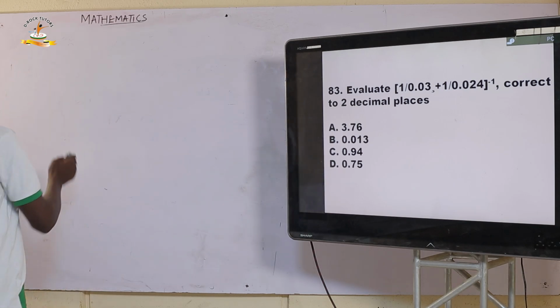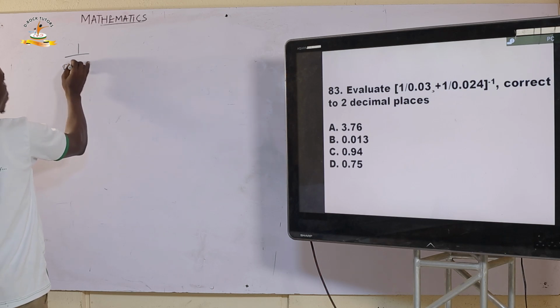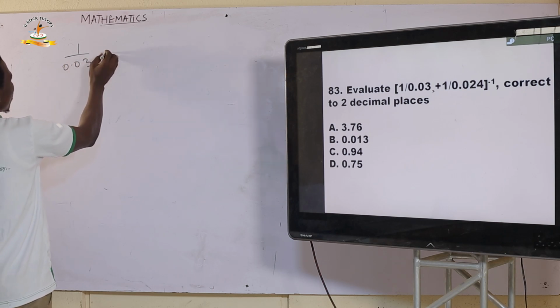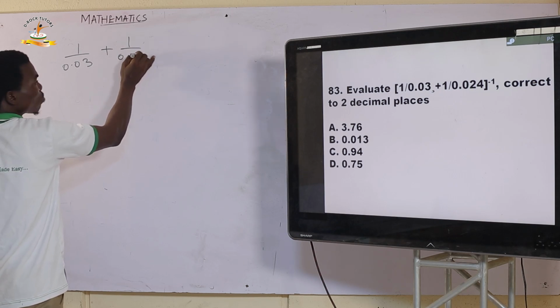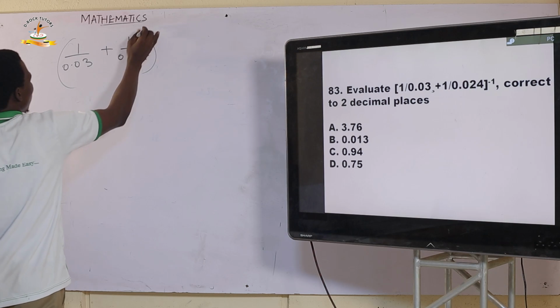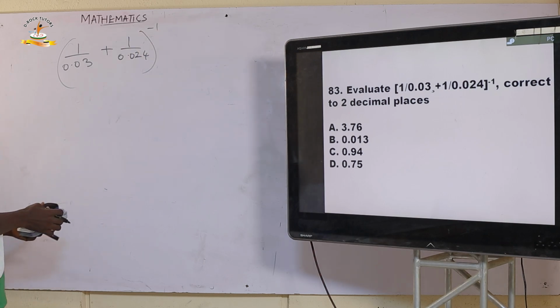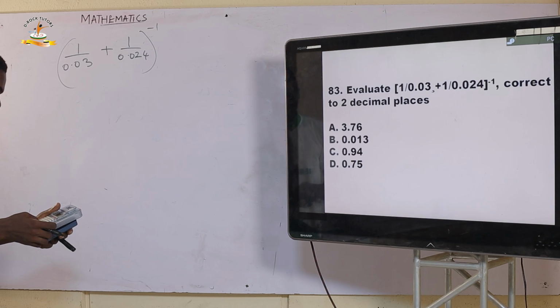1 by 0.03 plus 1 by 0.024, all raised to power minus 1. This is not a problem. You don't have to worry about this. You simply use your calculator.